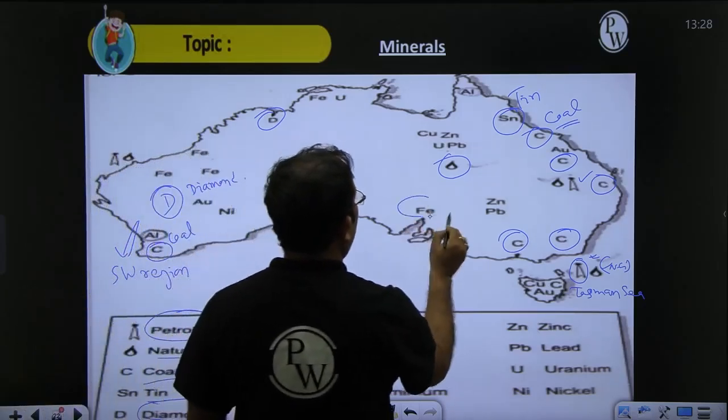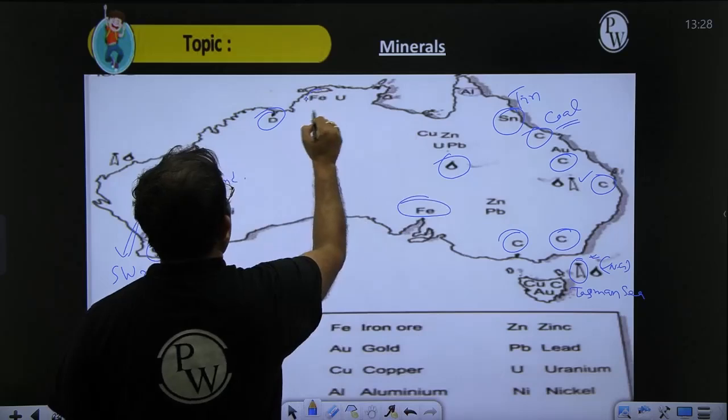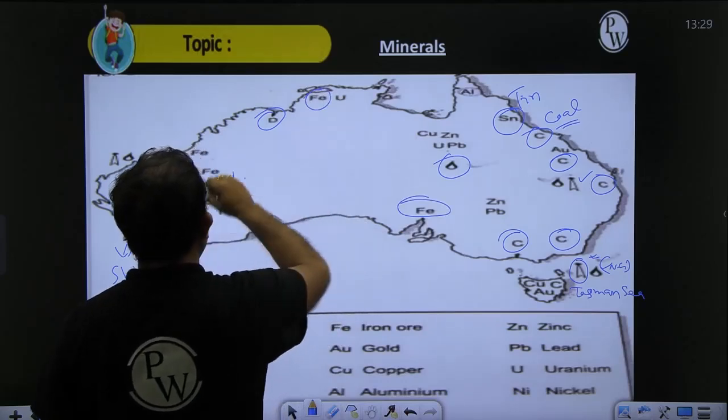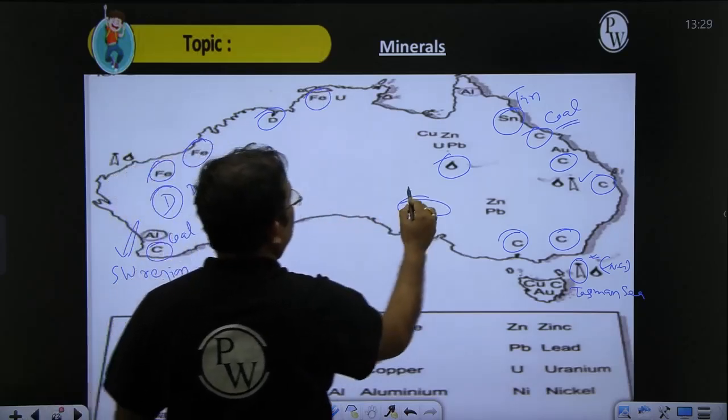Next, iron ore. Australia is very good in your iron ore reserves. This one. Okay. Northern province, iron ore. Western Australia, northern province. This one.